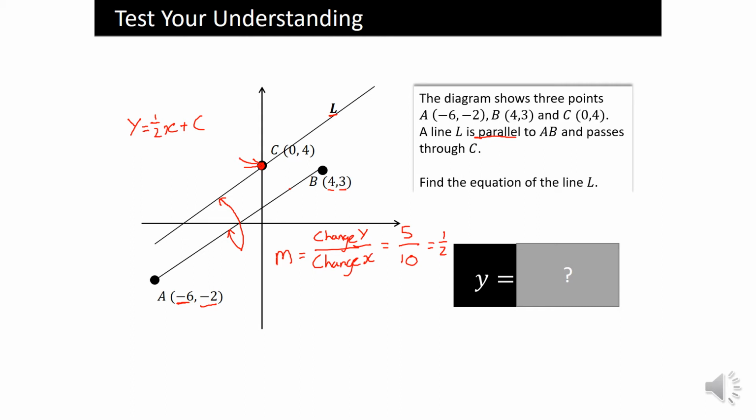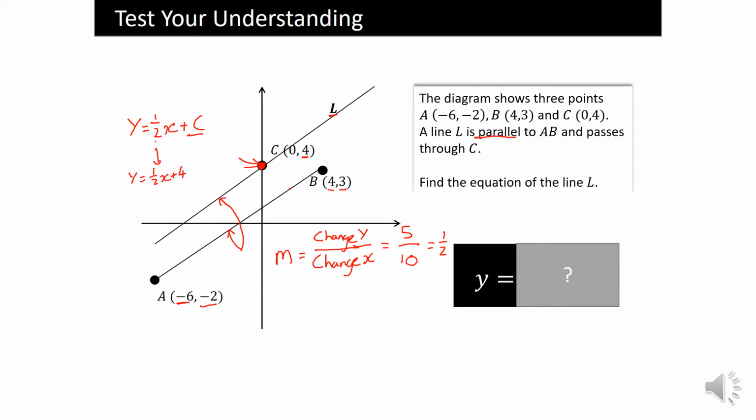And if you're quite sharp, you'll notice that this point is on the y-axis already. And we know that this is the y-intercept. So if you're very on the ball, you can notice, right, I don't need to do the substitution. I already know the y-intercept is 4. So straight away you can go from here to y equals a half x plus 4.